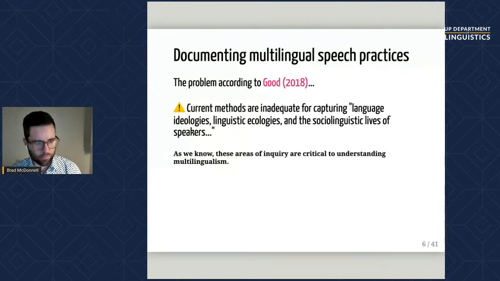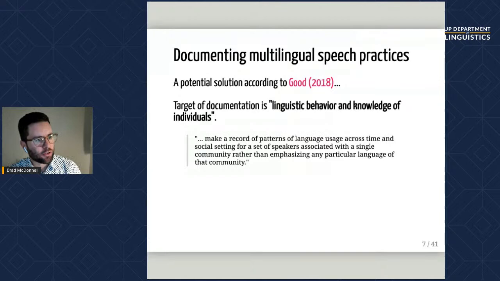So a potential solution for Good 2018, one that he provides, is that the target of our documentation should be on the linguistic behavior and knowledge of individuals. So he says, make a record of patterns of language usage across time and social setting for a set of speakers associated with a single community, rather than emphasizing any particular language of that community.